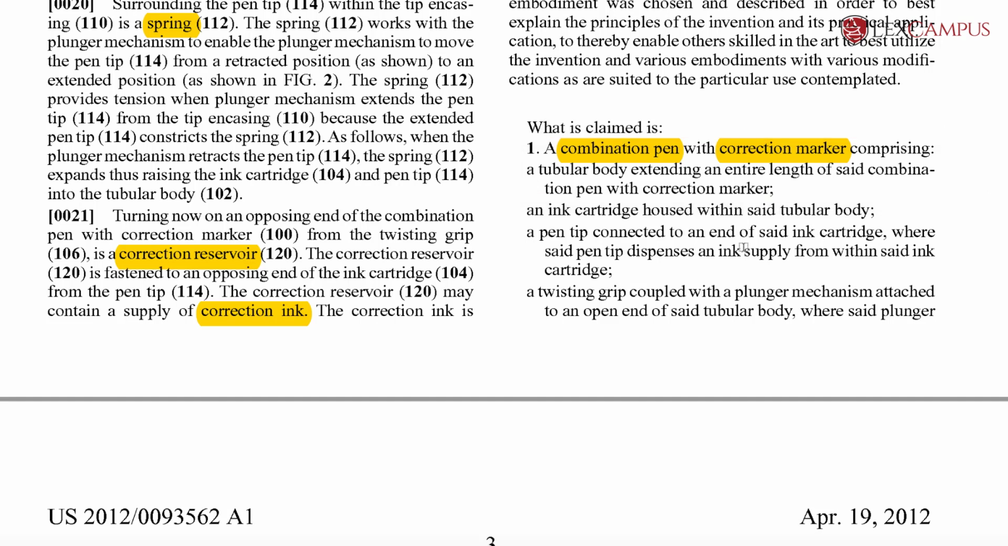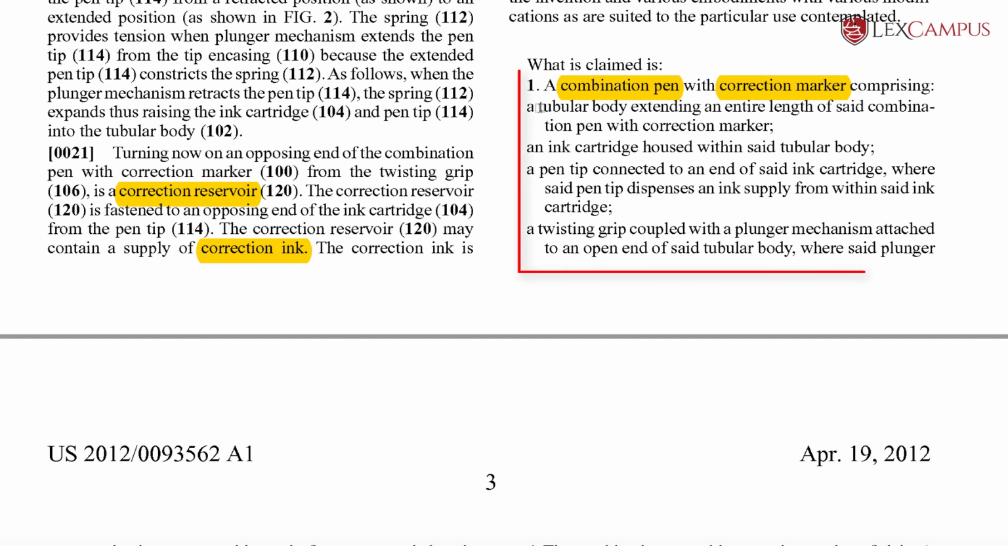Comprising, let's look at the body. What does the body contain? A tubular body, we had seen this being recited, extending the entire length of the said combination pen and correction marker. So the function of the tubular body, or the structure rather, is that it extends to the entire body. Then you have an ink cartridge housed within the said tubular body.